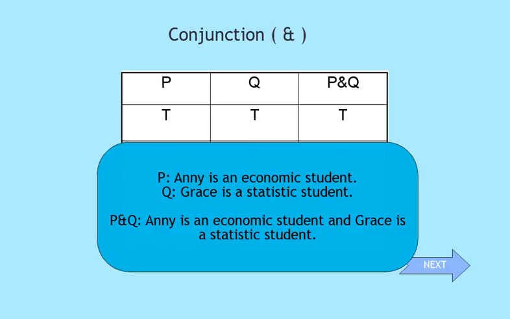So for example, P stands for Annie is an economics student. Q stands for Grace is a statistics student. P and Q stands for Annie is an economics student and Grace is a statistics student. Annie is an economics student is true. Grace is a statistics student is true. So P and Q, which is Annie is an economics student and Grace is a statistics student, is true.